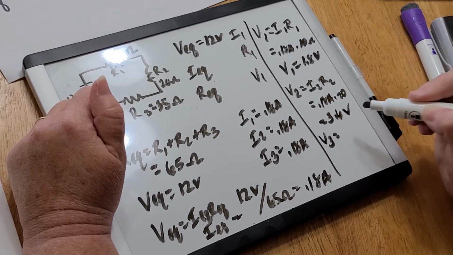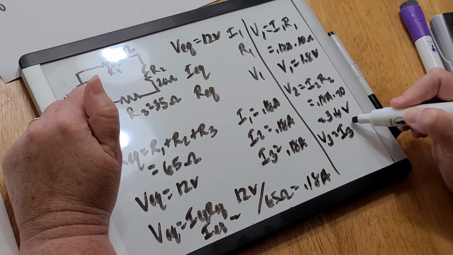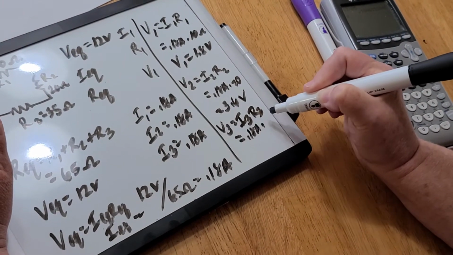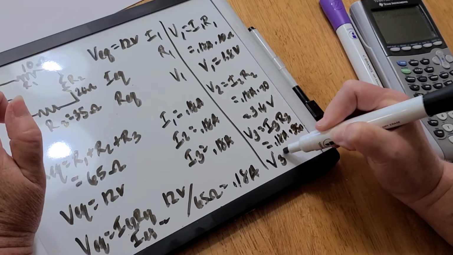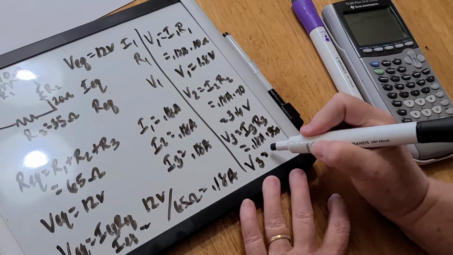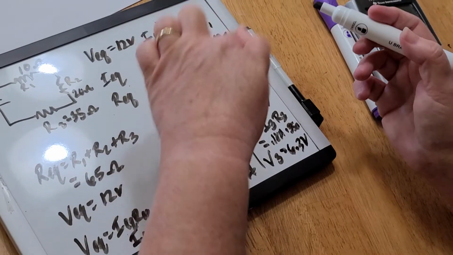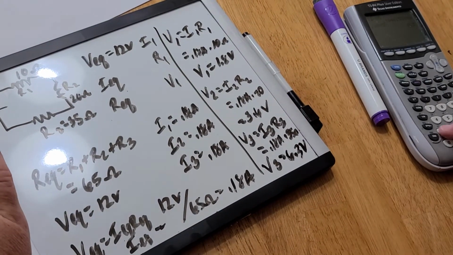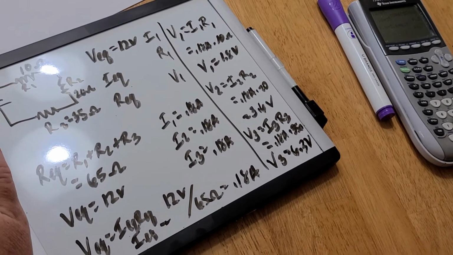And then there's a check at the end we can do. So this is going to be the I3 times R3. So 0.18 times 35. Can't do that one in my head. 0.18 times 35 is 6.3. Now, here's the beauty of this. The rule says that all of these potential differences across each one of the loads has to add up to the battery. So if I take 1.8 and 3.6 and 6.3, I get 11.7.